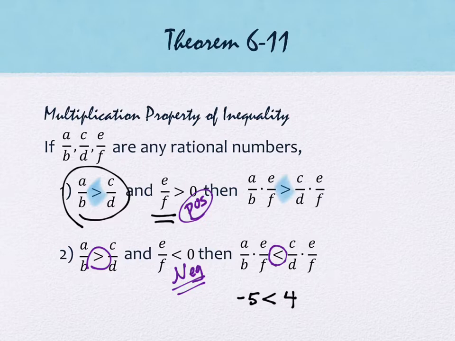Sure. And if I multiply by a negative on both sides, so let's say I multiply by -2. So -2 times -5 is 10. 4 times -2 is -8, and 10 is greater than -8. So the direction of the inequality changes, and it works any time that you multiply by a negative. Okay?